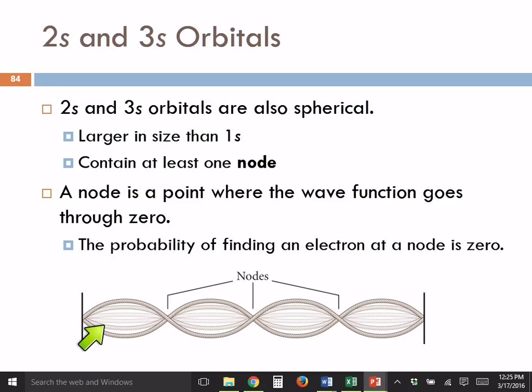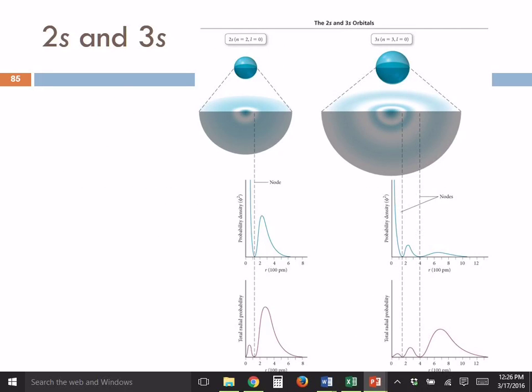So we saw the standing wave in the video. And the wave is here and the wave is here, even though there's a node in the middle. And so the 2s orbital is like the second harmonic of a standing wave. It has a node. It has a place in the middle where it's zero. The probability is zero. And the 3s orbital is going to have two nodes. So here are illustrations of these.